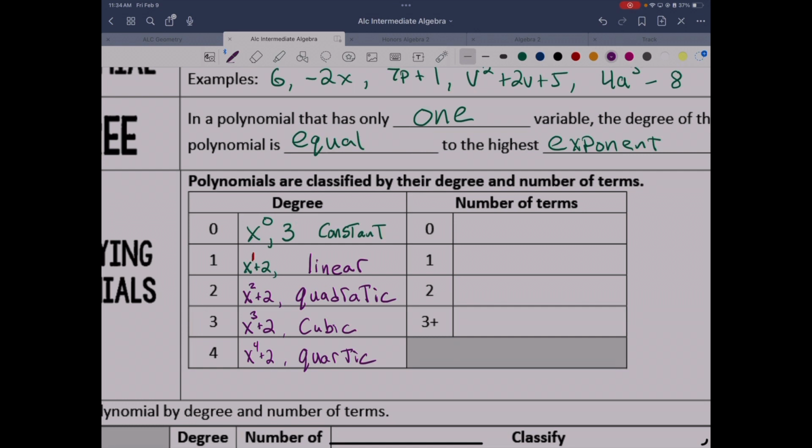So we name them by degrees. We can name polynomials by degrees as constants; linear, if it's to the first; if it's to the second, it's quadratic; if it's to the third, it's cubic; if it's to the fourth, it's quartic.